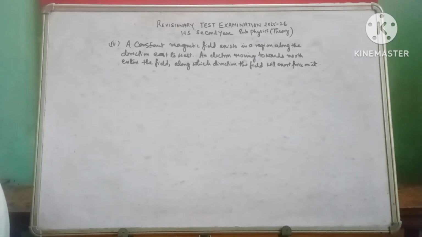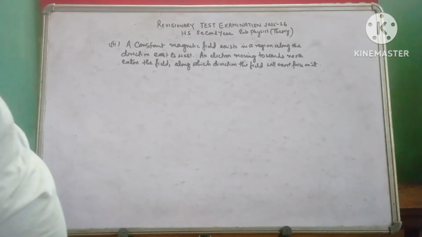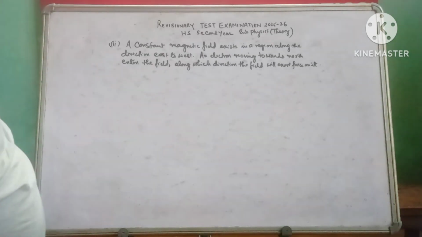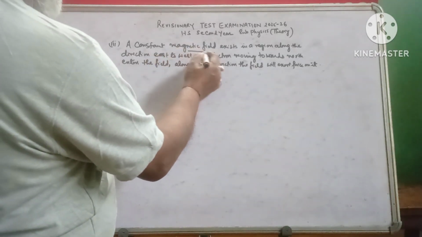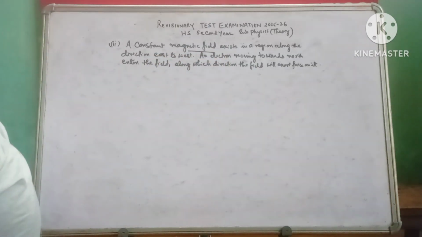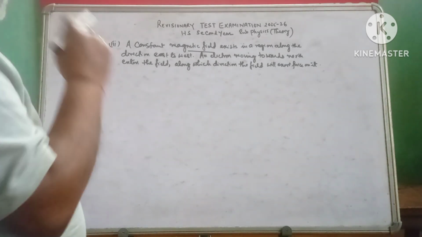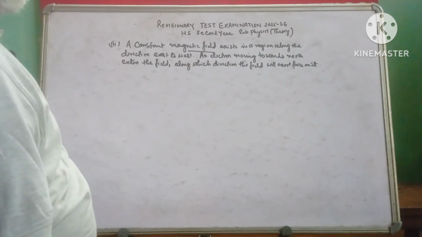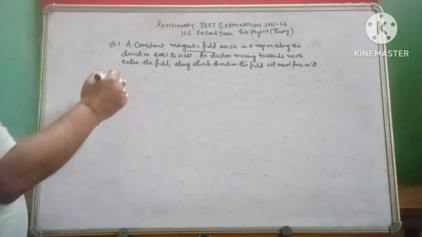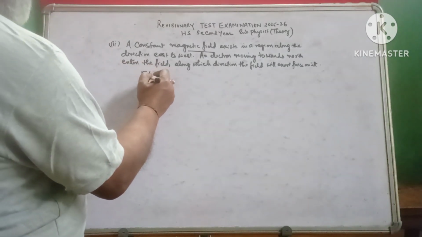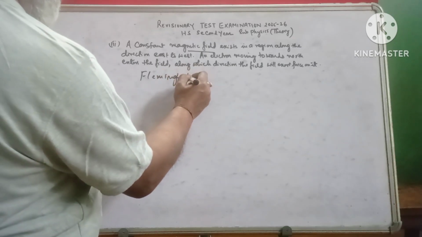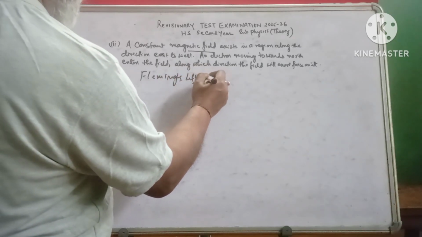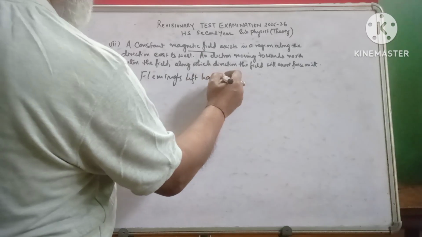A constant magnetic field exists in a region along the direction from east to west. An electron moves towards north, enters the field. Along which direction will the field exert force on it? Here we are going to use Fleming's left hand rule.